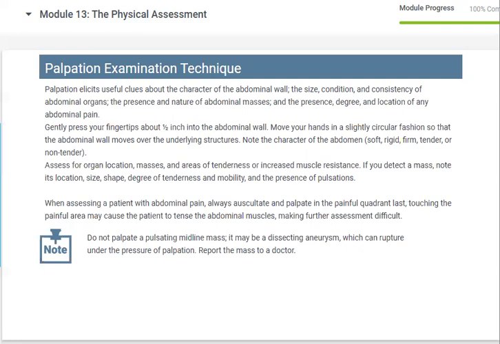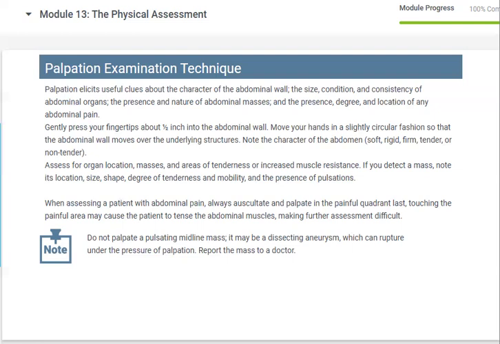Assess for organ location, masses, and areas of tenderness or increased muscle resistance. If you detect a mass, note its location, size, shape, degree of tenderness and mobility, and the presence of pulsations. When assessing a patient with abdominal pain, always auscultate and palpate in the painful quadrant last. Touching the painful area may cause the patient to tense the abdominal muscles, making further assessment difficult. Do not palpate a pulsating midline mass; it may be a dissecting aneurysm, which can rupture under the pressure of palpation. Report the mass to a doctor.